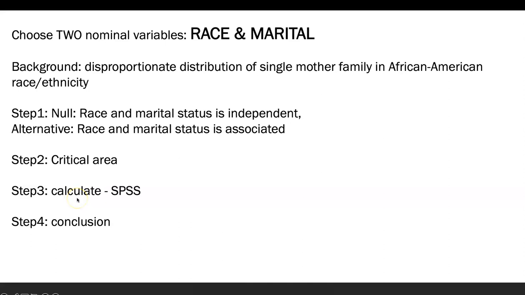The calculation is in the regular lecture. If you don't have the SPSS program, you may need to calculate it yourself, but as we are using SPSS, you don't need to, because the program will show it. Step number four is the conclusion, where you will see the p-value or statistical significance. If it is below 0.05, you will reject the null and find a statistically significant association between those two variables.